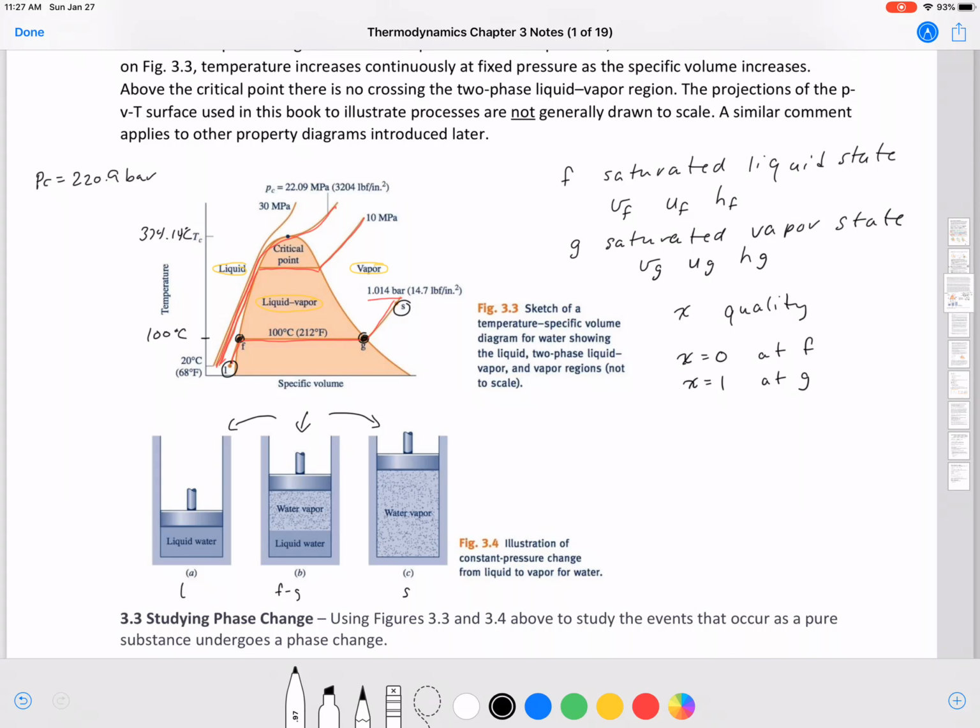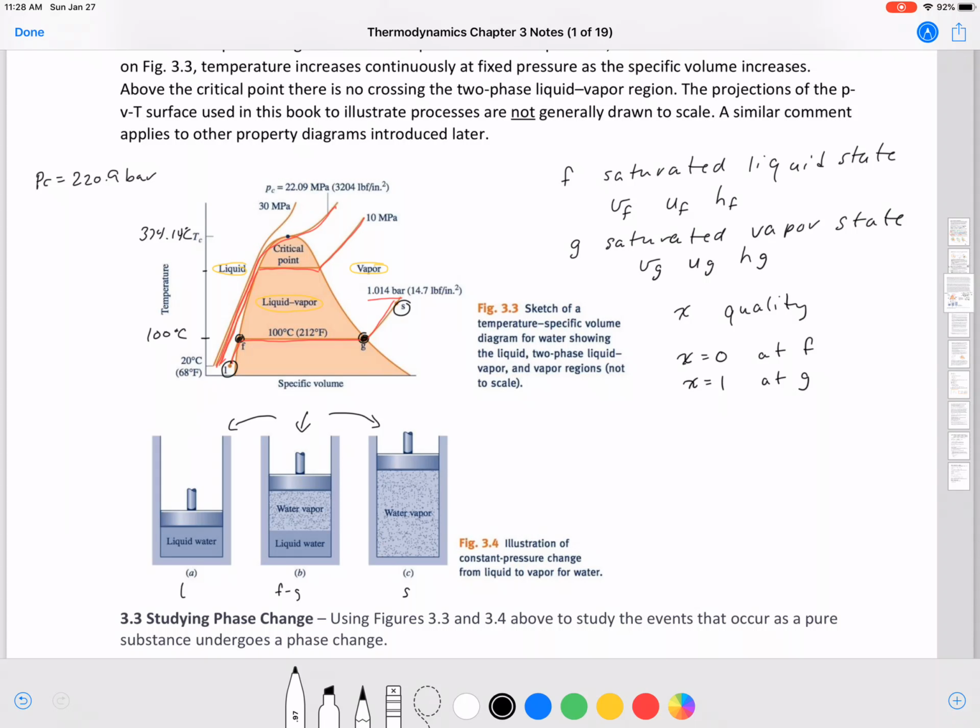And I don't know what the temperature is here, but we can see this isobar comes through up here, at 10 megapascals. We can look up on our tables and figure out what temperature corresponds to 10 megapascals, or 1 bar, and note what temperature that is.